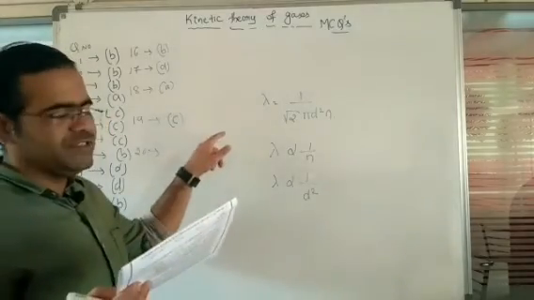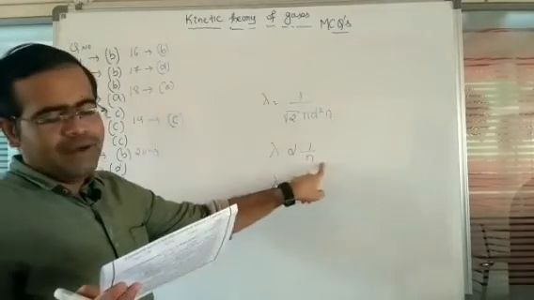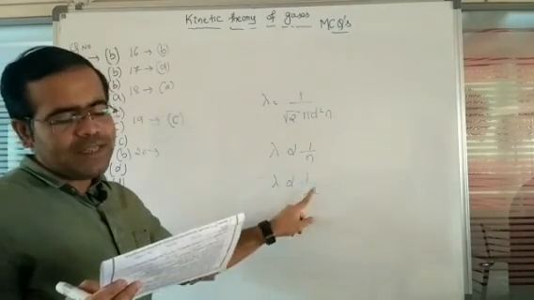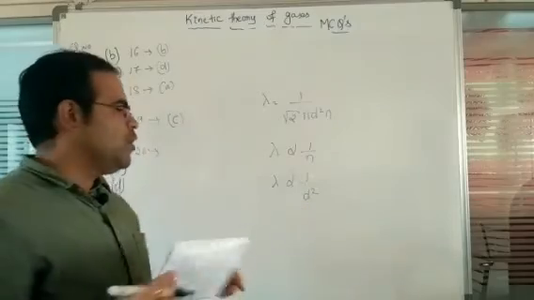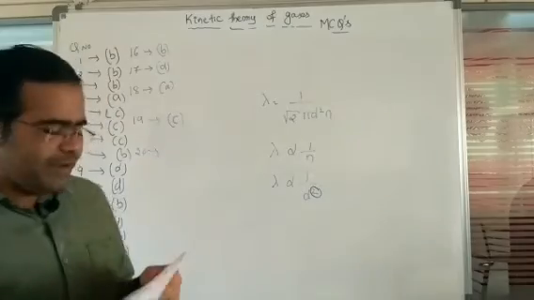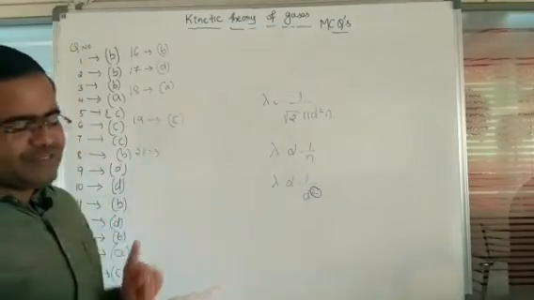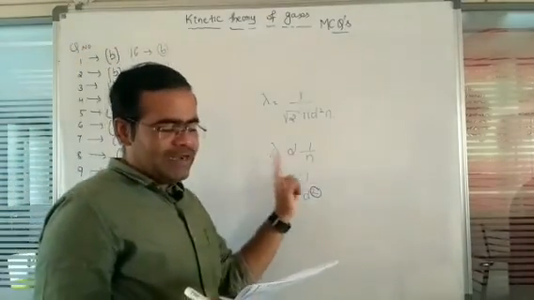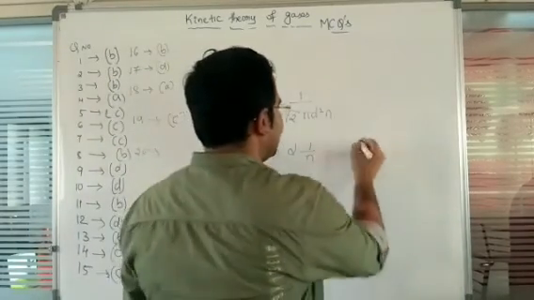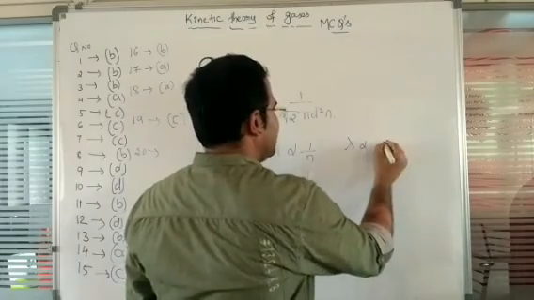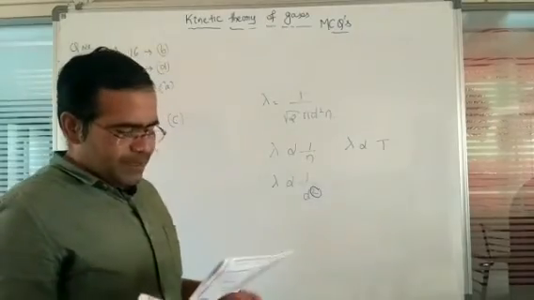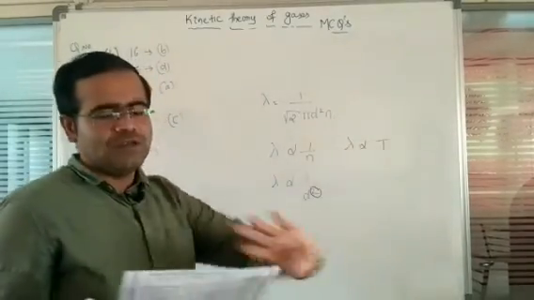So let us see the options. The first is inversely proportional to number of molecules per unit volume. The second option is inversely proportional to diameter of the molecule, but it should be the square of the diameter. That is the reason the second option is not correct. Next, directly proportional to square root of the absolute temperature. It is not directly proportional to the square root of the temperature. So the third option is not the right one.